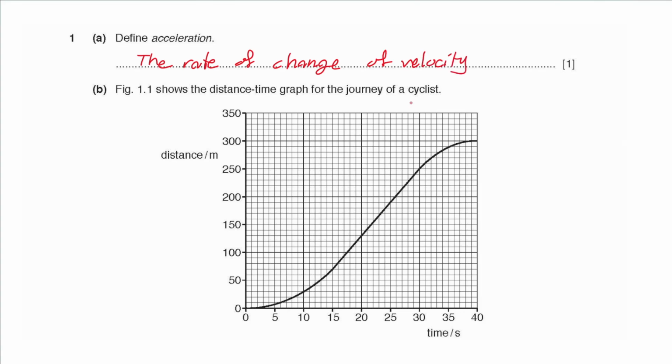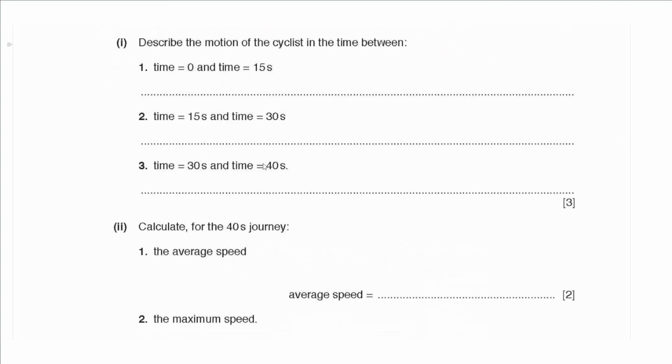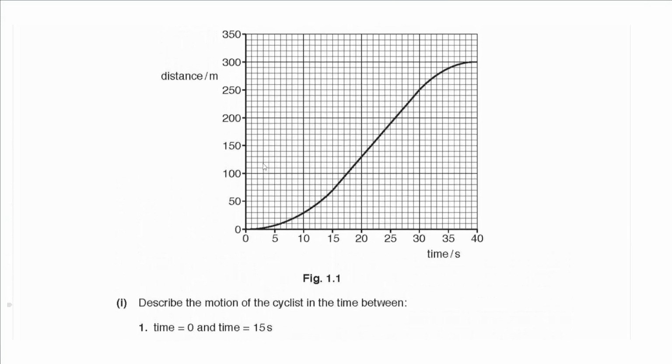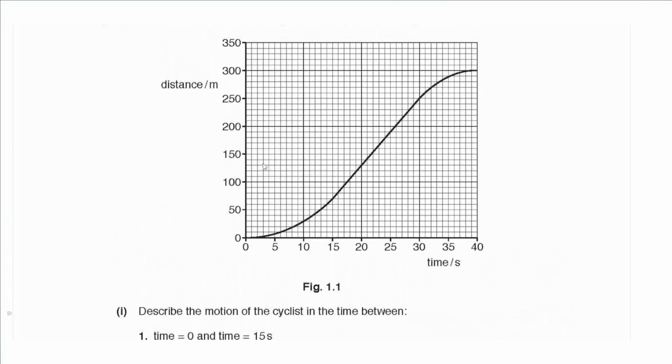Part B says figure 1.1 shows the distance time graph for a journey of a cyclist. We have the distance on the y-axis and the time on the x-axis. Part I says describe the motion of the cyclist in the time between 0 and 15, then 15 and 30, then 30 and 40. In the graph we have the gradient increasing between 0 and 15 seconds, and then there is a straight line from 15 to 30, and then a decreasing gradient from 30 to 40.